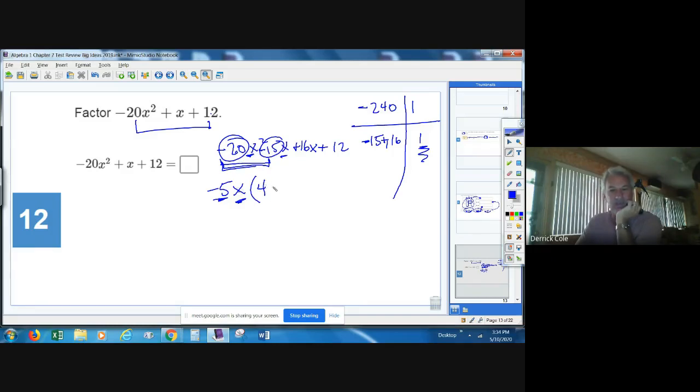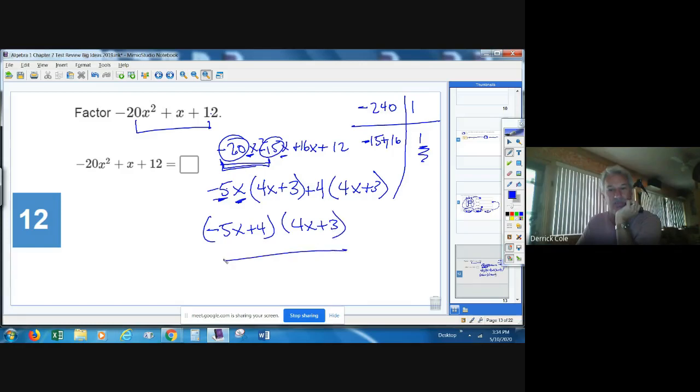X times x gives me x squared, so I need an x. All right, I'm taking out a negative, so this is going to change to a positive. 5 times what gives me 15? 3. This needs to be 4x plus 3. So whatever's common between these two, when I take it out, I should get 4x plus 3. What do I need to take out to make this 4, to make this 3? It's 4. All right, so I get negative 5x plus 4 times 4x plus 3. That should work.